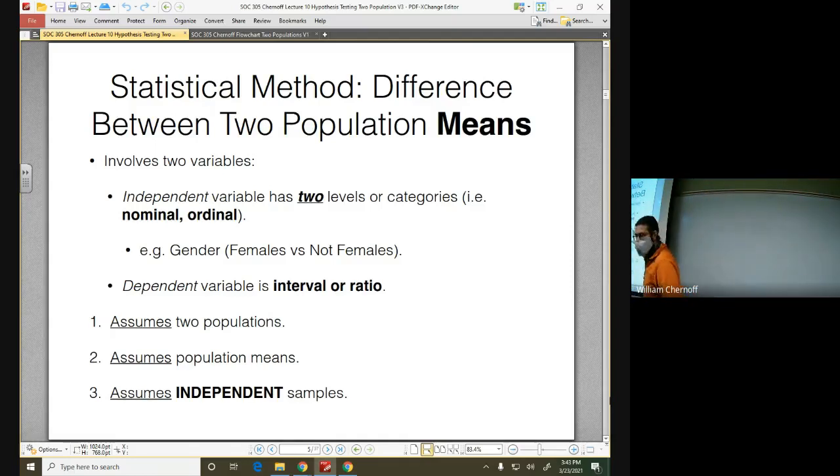So if we have data like this, then we need to check our assumptions, and we're going to have three assumptions. And we've seen these assumptions before. They're a little different though. So we are assuming that one, there are two possible populations. So it could be females are different from non-females. We're also assuming that we're talking about population means. If you're ever interested in a proportion of people, so the proportion in one group versus the proportion in another, you can't use this method.